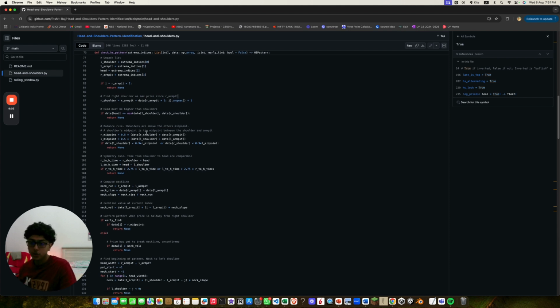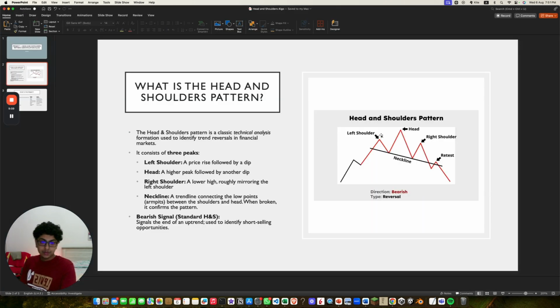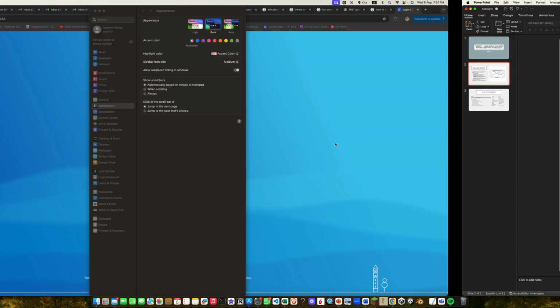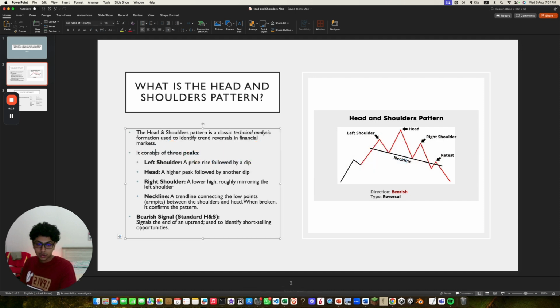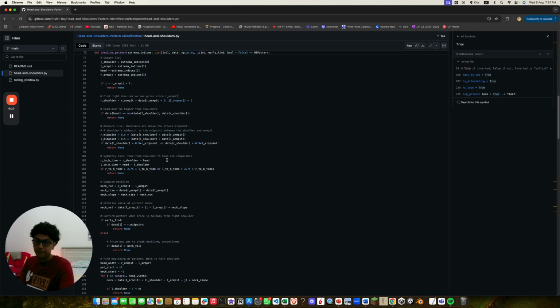So you want to also make sure that the shoulder's midpoint is the midpoint between the shoulder and the armpit. So what this means is, between this and this, you want to make sure that there's not too much of a difference, right? That's basically what this part here does. Sorry, let me go over to Google. Yeah, here you go.